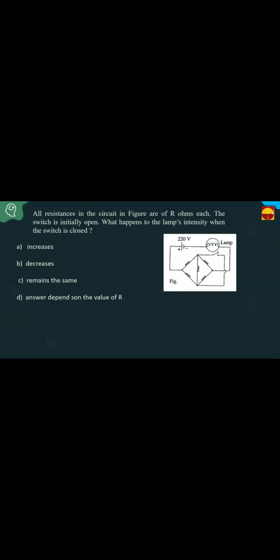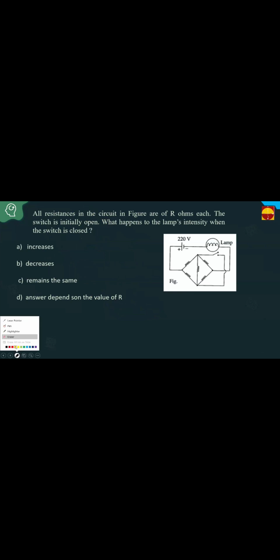If you substitute Vx as 1 volt here, this is 1 ampere. This current is 2 plus Vx, this is 3 ampere. 3 ampere is entering, 1 ampere and 2 ampere are leaving. Satisfied. That is Vx equals 1 volt. Clear? Next. Can you try this?